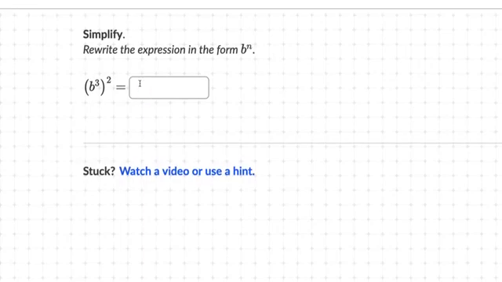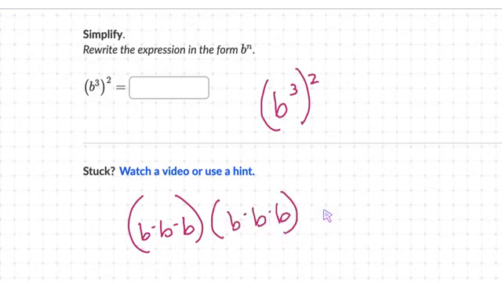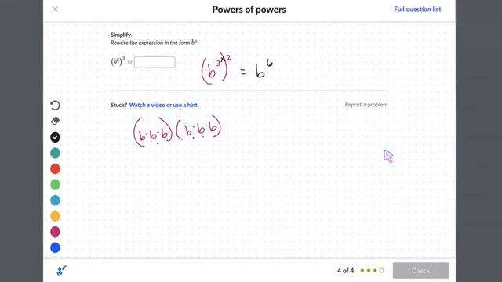All right, in this problem, they want you to again write the expression in the form b to the n power. We have b to the third power raised to the second power. So remember, that's two groups of 3 b's. We can add all those together by counting, or the shortcut would be to multiply. 3 times 2 would be b to the 6th power. There's 1, 2, 3, 4, 5, 6 of those b's. B to the 6th power.